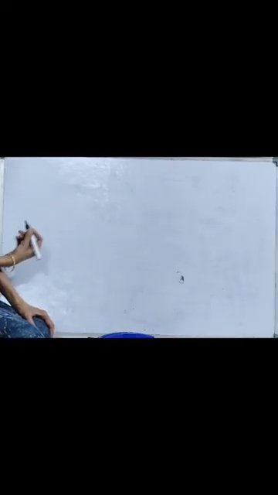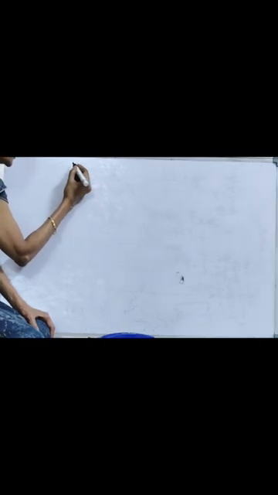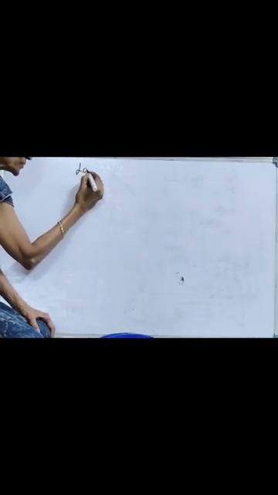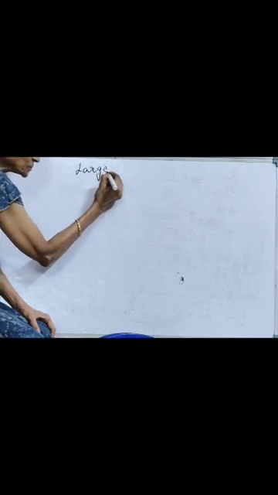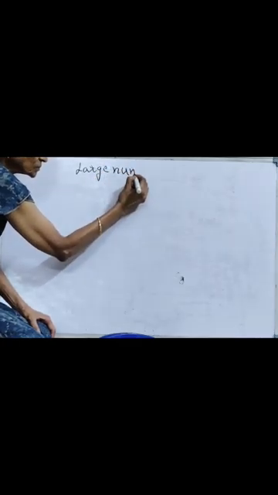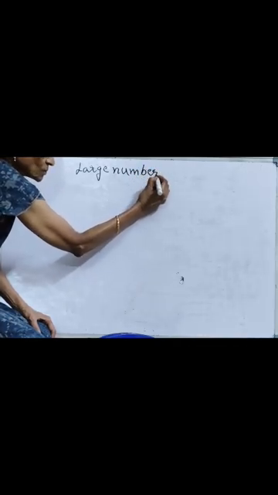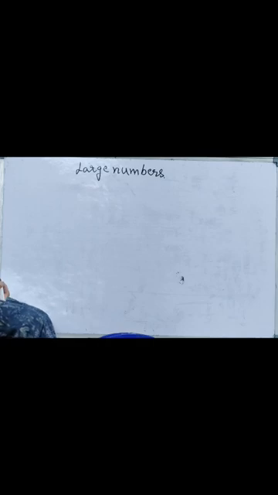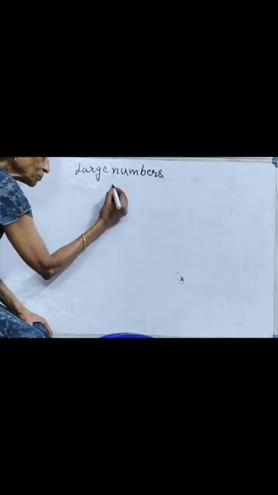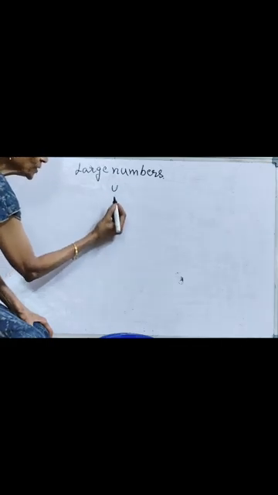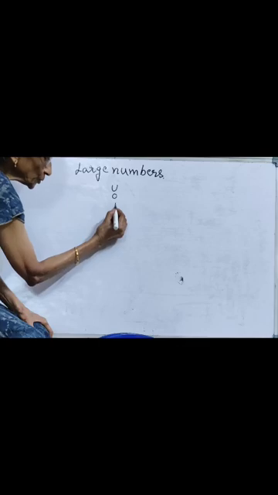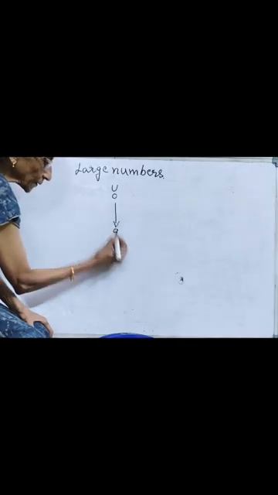Today, let us learn about how to read and write large numbers. Now, the numbers starting from 0 to 9 are all single digit numbers. They are called unit. So, unit place can have numbers from 0 to 9.